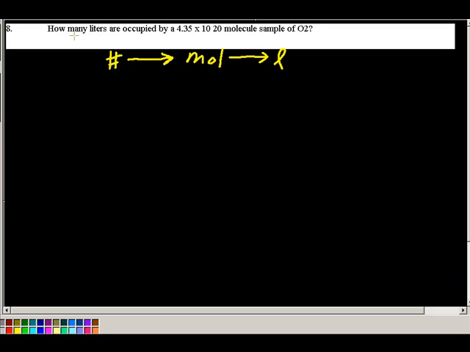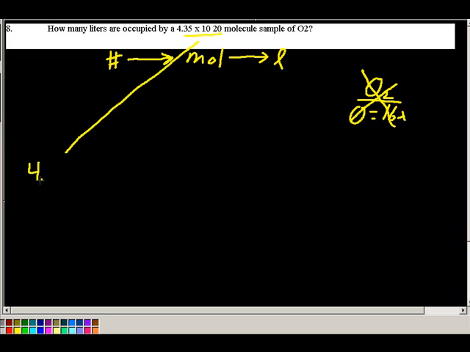Now, again, we look here and say, is there any grams being asked for or worked with? No. So what you do not want to do is you do not want to do this. You don't need to, because there's no grams being asked for or worked with. So we punch it straight in. So we start with the number given. So you're going to get 4.35 times 10 to the 20th. That's the number of items. You put that over 1.